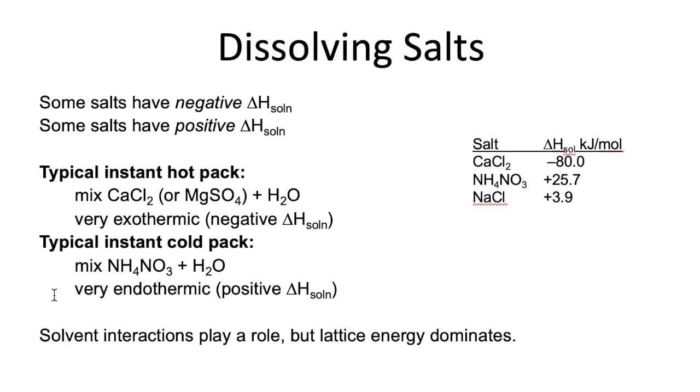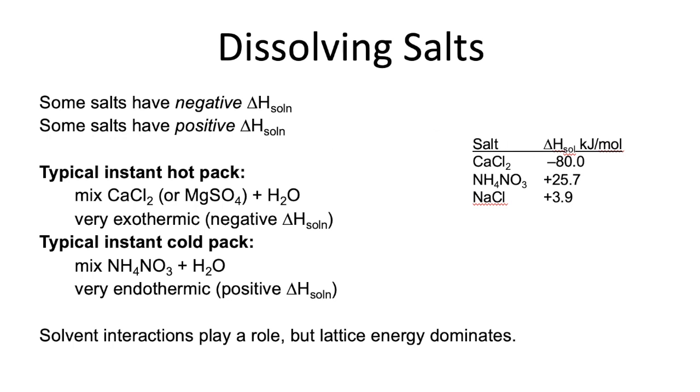It's very exothermic. A cold pack is usually made from ammonium nitrate, and this is very endothermic. It has this positive delta H of solution. The overall delta H of solution will vary depending on the lattice energy or how strong that ionic bond is. Also, the ion dipole forces that are formed make a pretty big difference. Those are the two largest types of forces that we deal with in this situation.